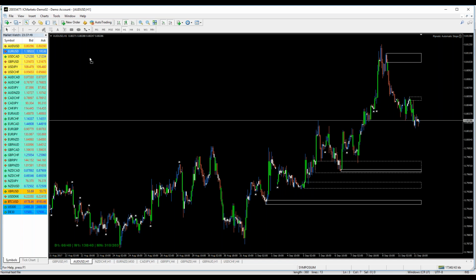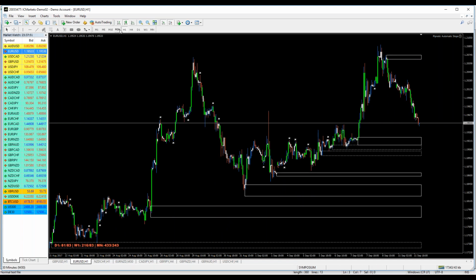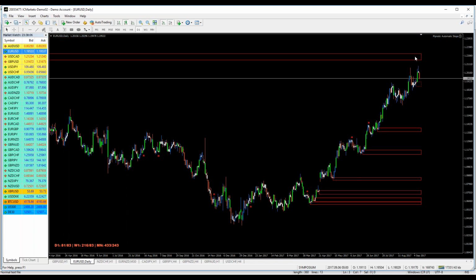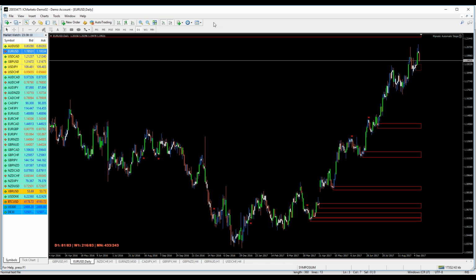Have a look at another chart. We'll look at the euro US dollar. We'll start on the daily chart. Price is absolutely, positively, as of late, moving higher in a real hurry. We have these boxes below price. We have a box up here above price. That means that we are reaching opposing supply here.